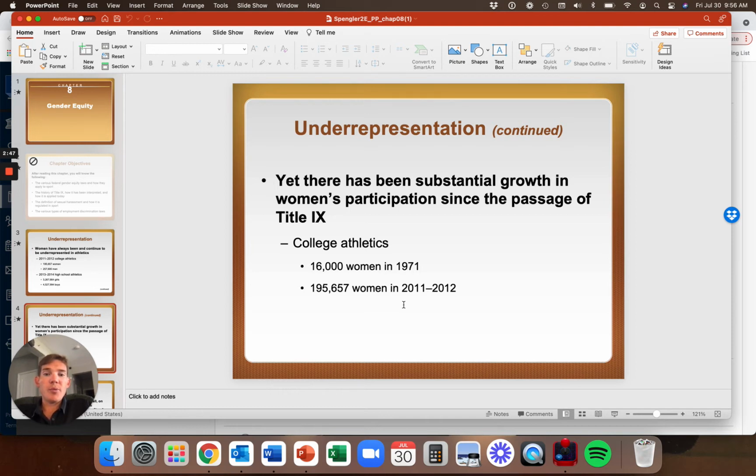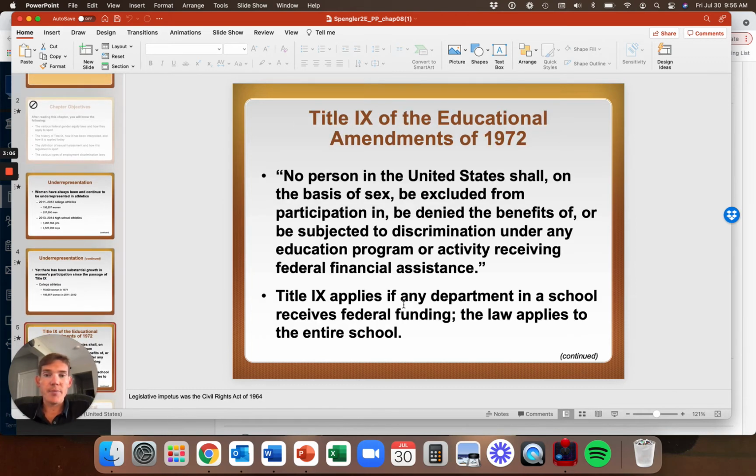So since then, there's been substantial growth. In 1971, there was 16,000 women involved in college athletics, and up to 2012, it's up to almost 200,000. So that's huge growth since Title IX has taken effect.